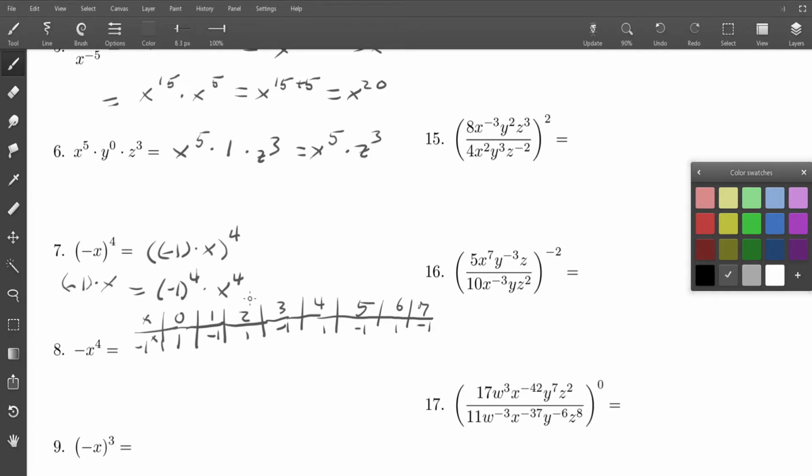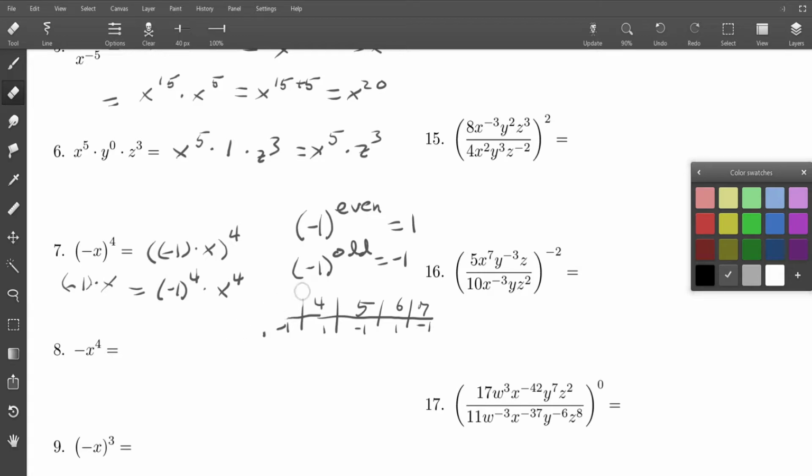And you can notice here that whenever this exponent is even, the value of negative 1 to the x is 1. And whenever it's odd, it's negative 1. And that's a rule that you can remember. So negative 1 to the even is always going to be 1, and negative 1 to the odd is going to be negative 1. This is a rule that you can think about, or if you have a calculator and you don't remember this rule, you can just plug it into the calculator. But it's a useful little rule to remember.